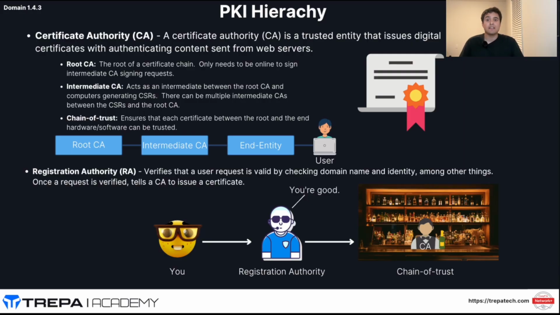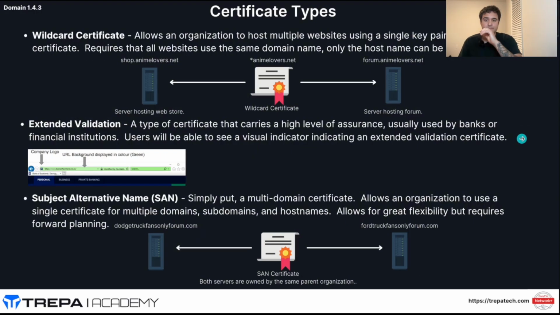So the root CA, that's the root certificate chain. Intermediate or issuing CA acts as the intermediate between the root CA and computers generating CSRs. Computers, but web servers, right? And that creates a chain of trust. We have a registration authority, which verifies that a user's request is valid by checking domain name identity, among other things. Pretty much just like, is this a bad domain? We don't want to issue a good certificate. And then the registration authority, like I said, is like that bouncer in the club. Once it's verified, you can then go to our certificate authorities.